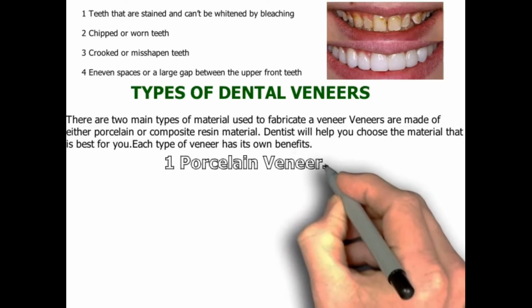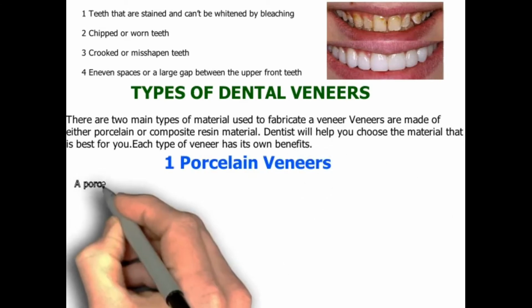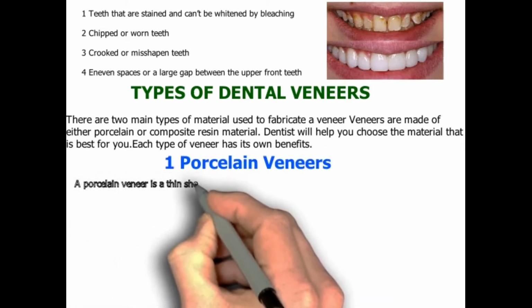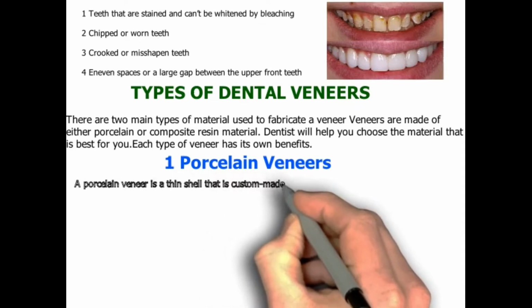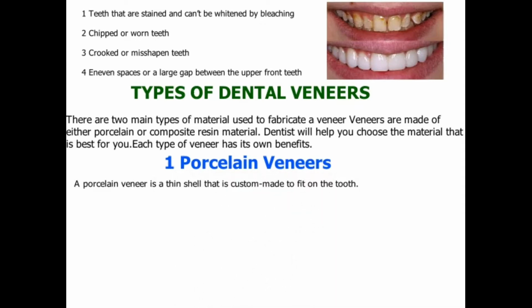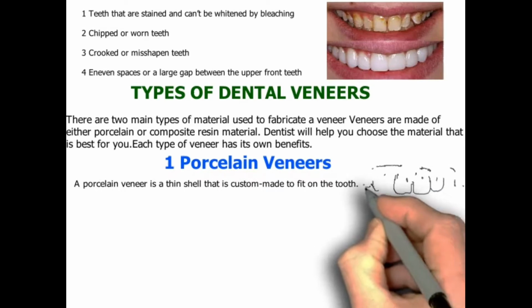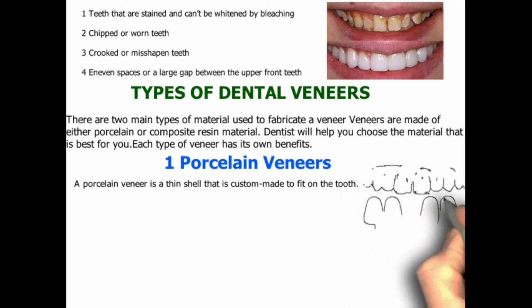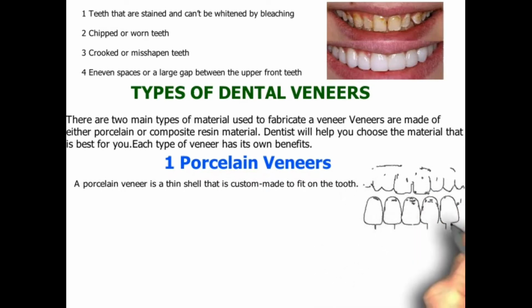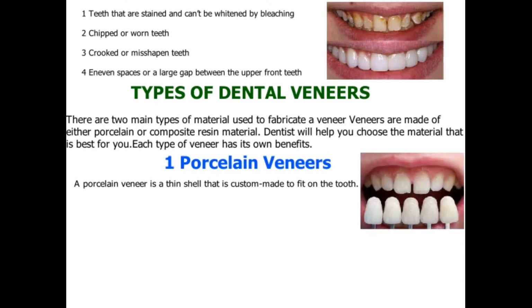Number 1. Porcelain veneers. A porcelain veneer is a thin shell that is custom made to fit on the tooth. Viewers, in this picture you can see the custom made veneers.